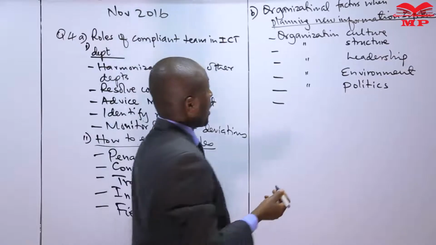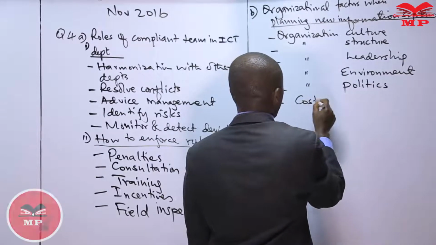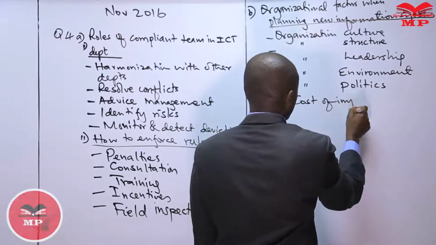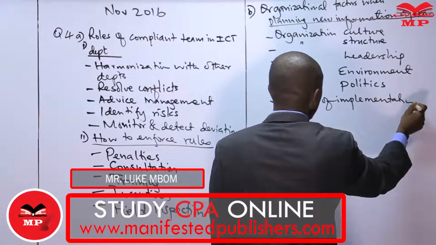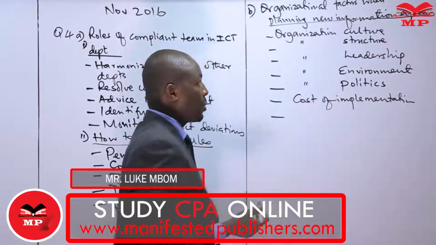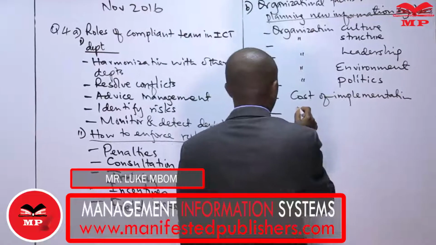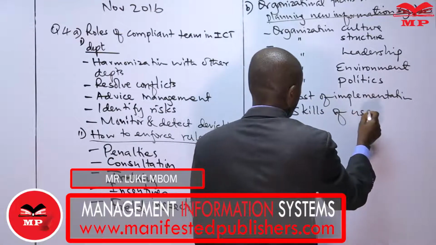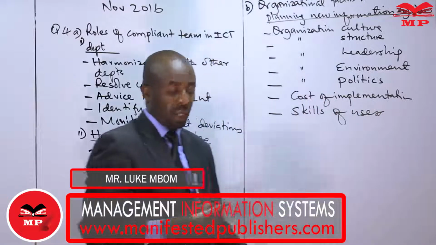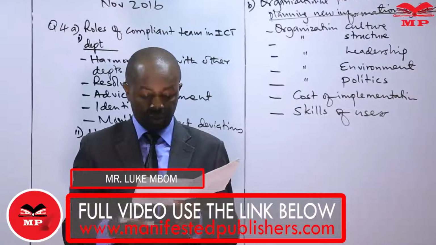Another point we think about when planning a new information system is cost of implementation. That is an organizational factor. How much is it going to cost us to implement that information system? We must think about skills of personnel, skills of users of that particular information system within the organization.